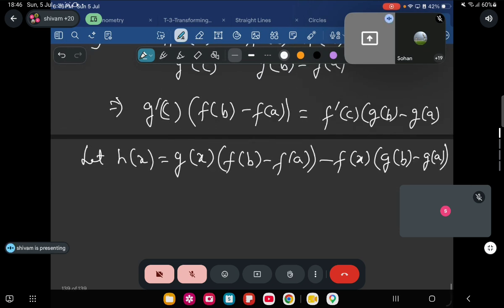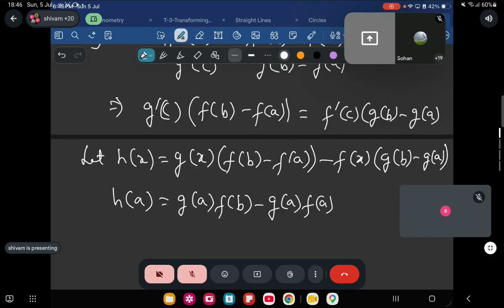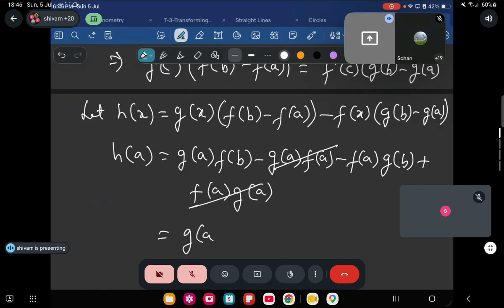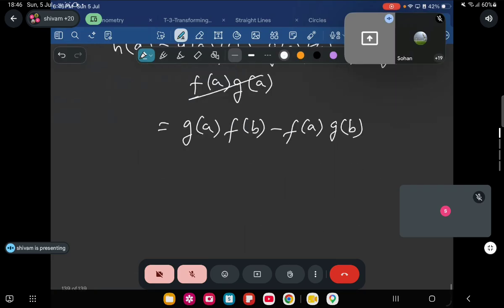Now over here let us find out what is h of a. h of a is equal to g of a into f of b minus g of a into f of a minus f of a into g of b plus f of a into g of a. So everyone, minus f of a into g of a plus f of a into g of a gets cancelled. We are getting g of a into f of b minus f of a into g of b. Everyone, this is what we have got for h of a.